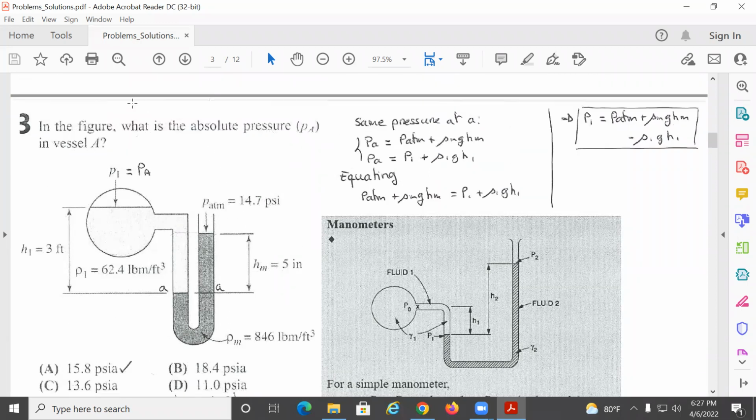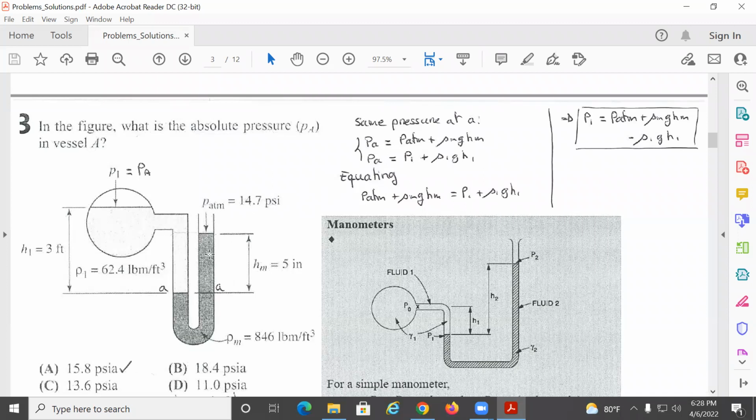Because let's see what we need to find. In the figure, what is the absolute pressure PA in vessel A? So what is PA? PA is the point over here. Okay. So this type of problem, like I said before, you need to start from one of the ends. So let's say the pressure here is the same as here. Okay. So the pressure here we have what? PA. That would be, this one will be equal to P.